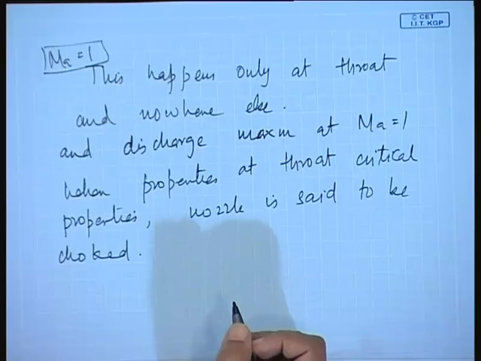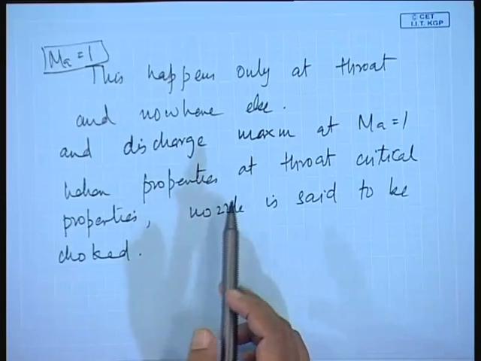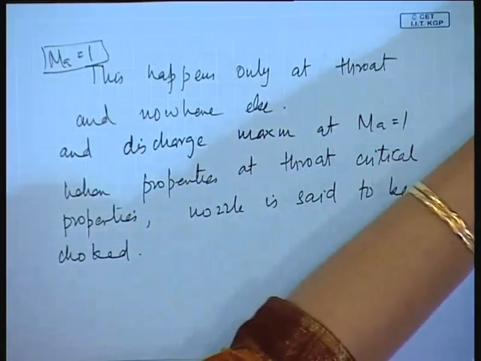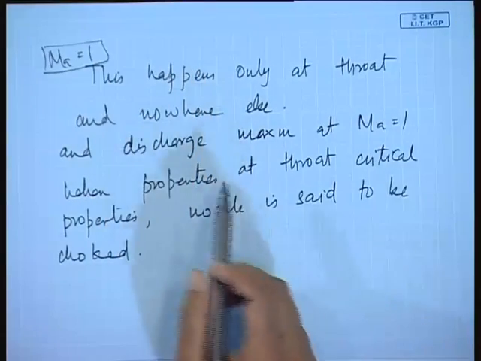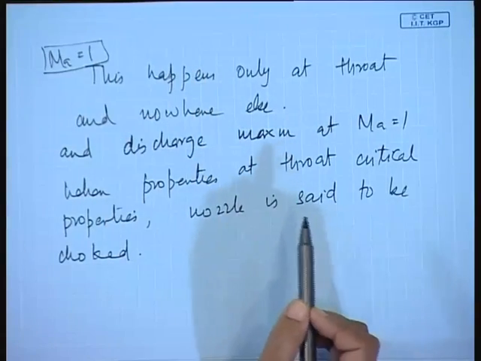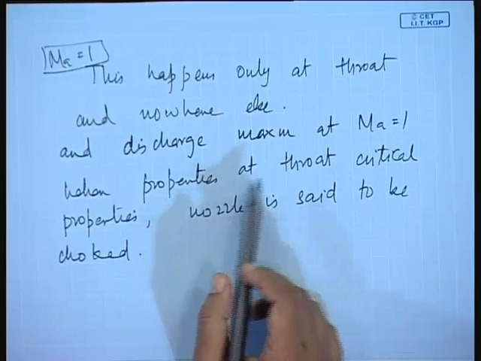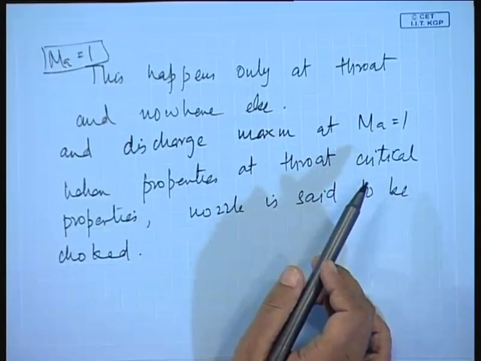Is this portion clear to you? So, we find that Ma equals 1 happens only at the throat and nowhere else. Under this condition, the discharge is maximum, and under these conditions the nozzle is said to be under choked flow conditions. Agreed? So, this shows why Ma equals 1 is so very important for all our purposes. Now, let us see one more thing.